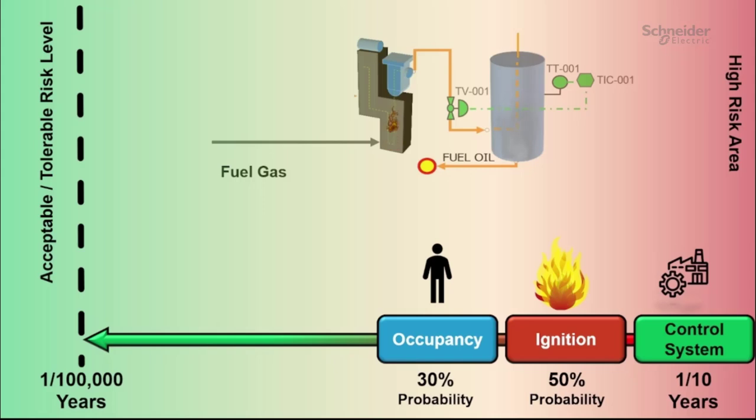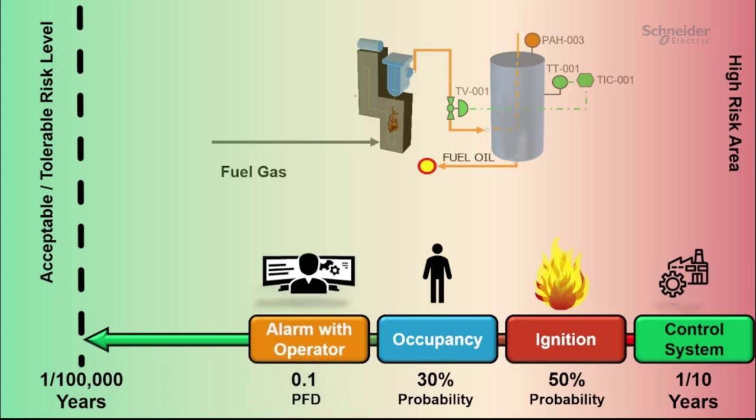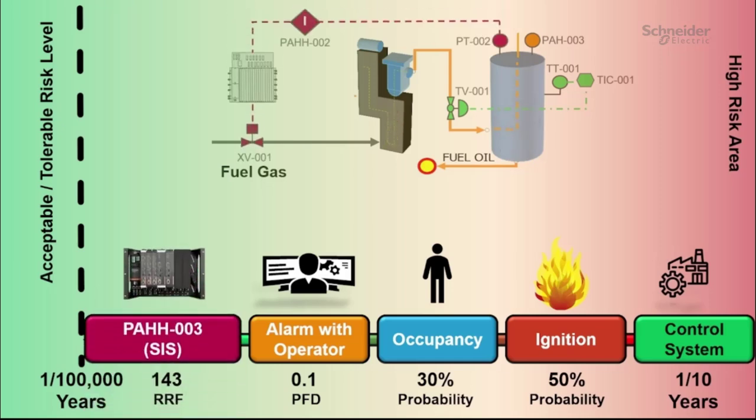And we can do that by implementing independent protection layers. For example, an independent high pressure alarm with certain operator intervention that could reduce the risk value. But that could not be enough. We need to implement another independent protection layers. An independent pressure transmitter, send a trip signal to an independent PLC to close an independent shut-off valve that will safely stop this hazardous event.